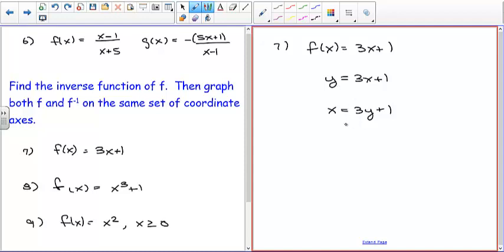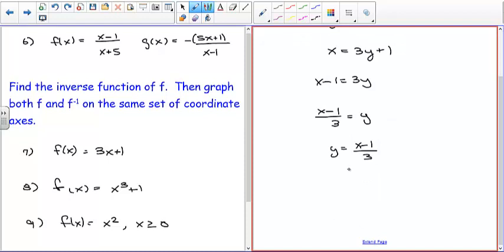So what we do is we'd subtract 1 from both sides, divide both sides by 3, switch the left and the right hand sides. And then for y, you put in this f prime of x. So that's going to stand for the inverse. So the inverse function is x minus 1 over 3. Okay, so that's the first problem.